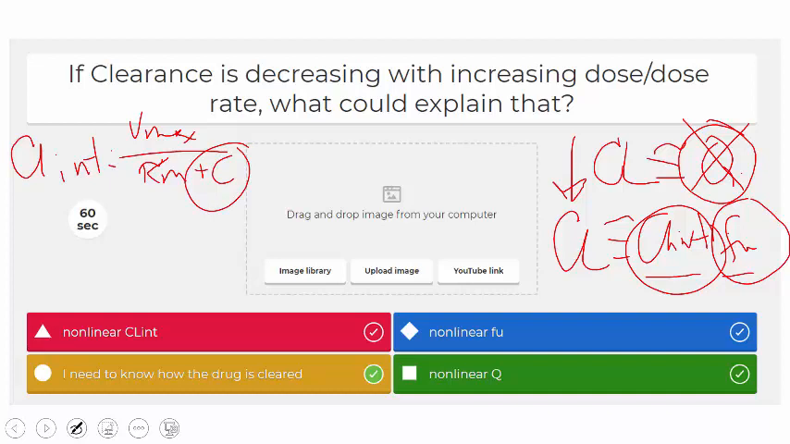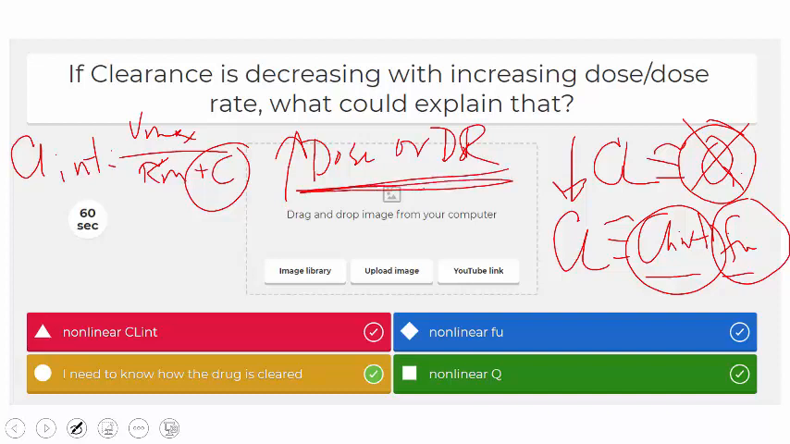What's going to happen as we increase the dose or dose rate, as we put more drug into the system? What's going to happen to our intrinsic clearance? We're going to overwhelm those enzymes, and the intrinsic clearance is going to decrease, isn't it? So would that cause a decrease in clearance? Yes. So nonlinear intrinsic clearance is a possible answer, isn't it?